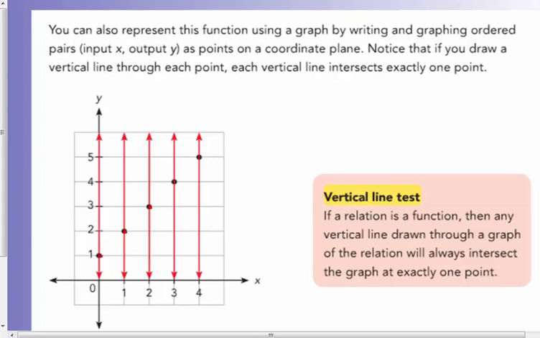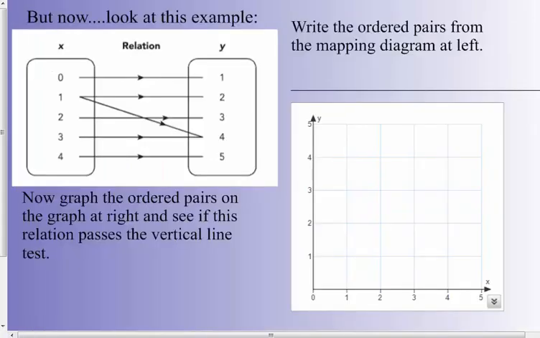So the vertical line test is if the relation is a function, then any vertical line drawn anywhere on the graph of the relation will always intersect the graph at exactly and only one point. That's the vertical line test. But now look at this example.